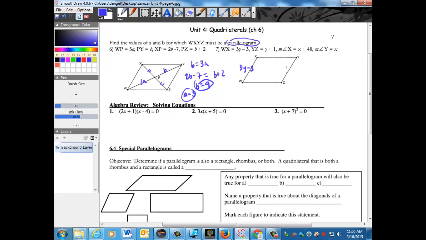Next, we have 3y minus 3 is the length of this side. It's going to be equal to the other side, which is y plus 1. So we set those two equal to each other. 2y is equal to 4, y is equal to 2.